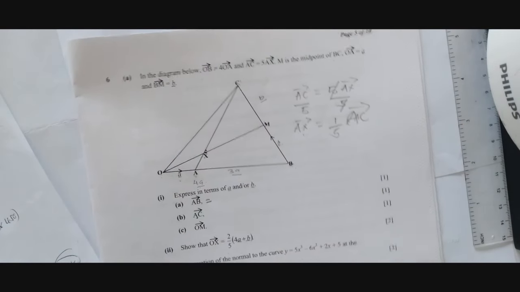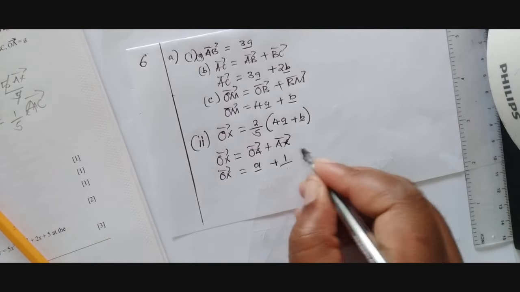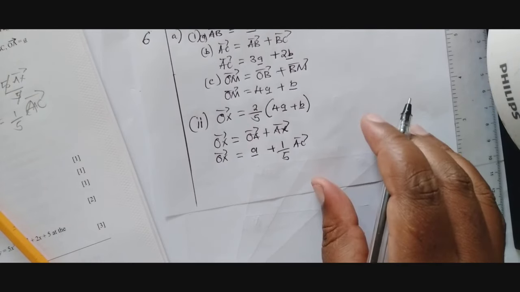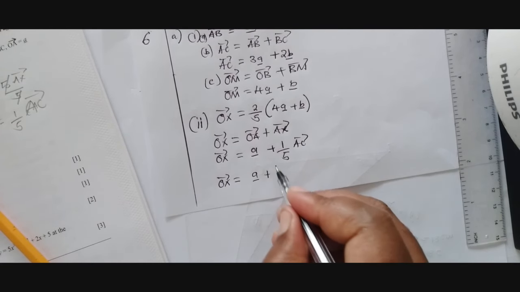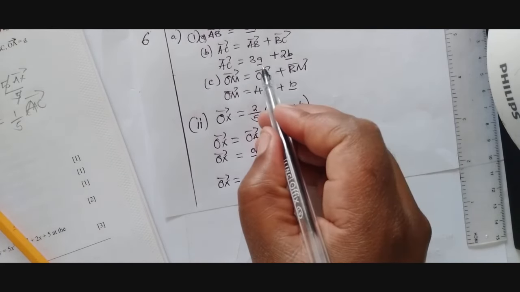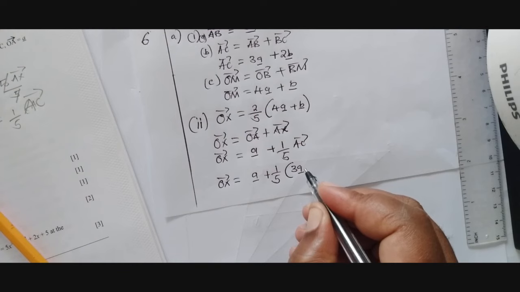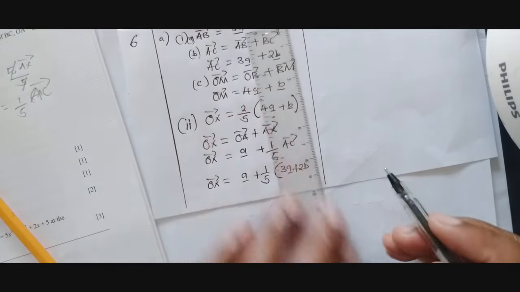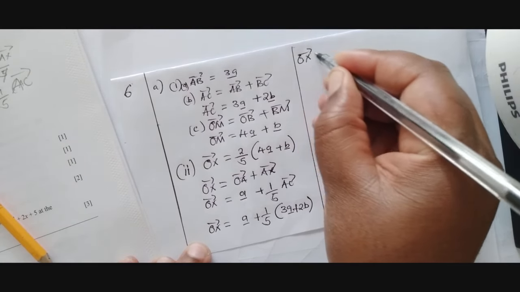That is the OX here. So we're going to say OX is equal to OA plus 1 over 5 times AC. Okay, so we'll say OX is equal to a plus 1 over 5, open bracket. What is AC? What did we get? AC is here 3a, all right, plus 2b. Okay, plus 2b.